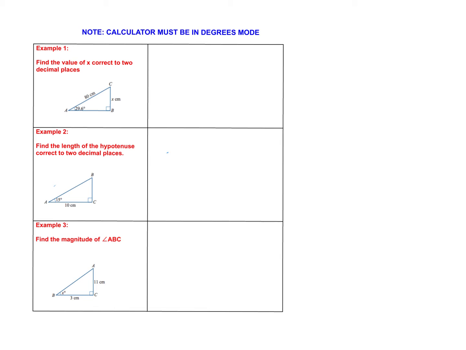All right, so let's do some examples using our SOHCAHTOA, which you've done plenty of times. You've done this since year 9. So find the value of x to 2 decimal places. You would label up your triangle. You've got the hypotenuse and you've also got the opposite. So that means you would be using the sine rule. And you pop in what you know. So you've got sine 29.6 equals x over 80.